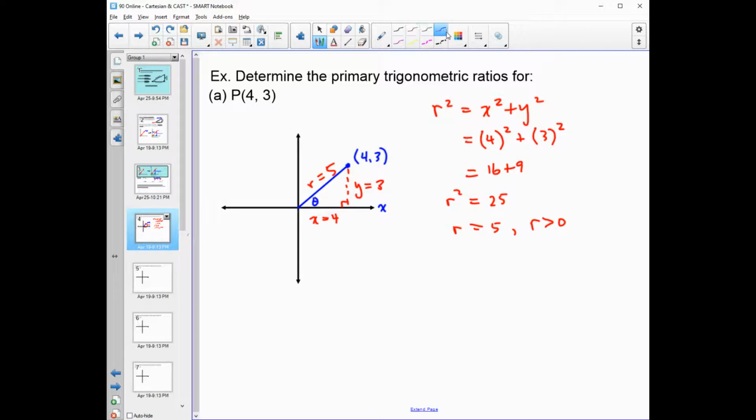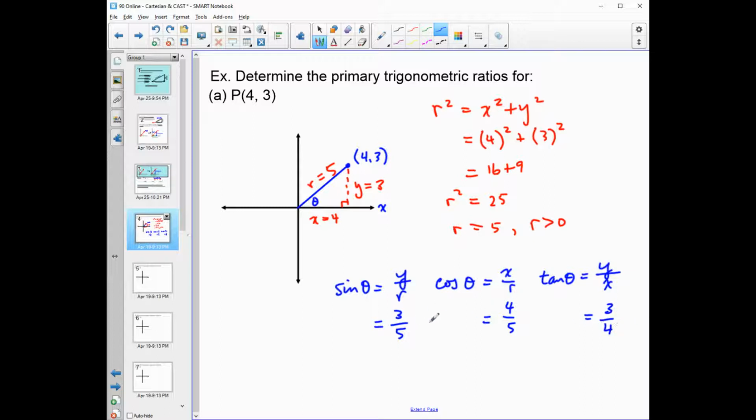Now that I know my x, y, and r, I use my definitions that the sine of theta is now defined as y over r. The cosine of theta is now defined as x over r, and the tangent of theta is now defined as y over x. So sine theta is y over r. That's going to be, in this case, 3 over 5. Cosine theta is x over r, which is 4 over 5. And tan theta is y over x, which is 3 over 4.